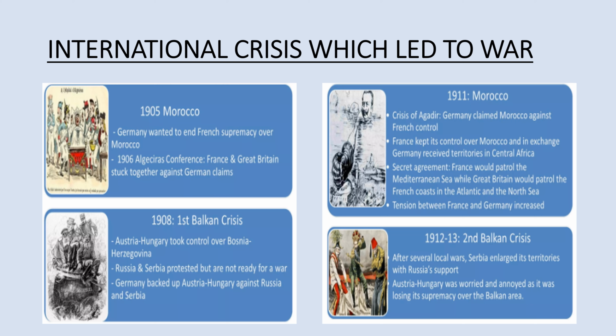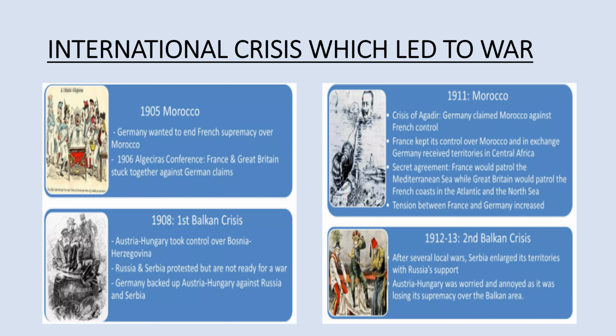The Agadir crisis was another episode involving tensions between France and Germany over influence in Morocco. In 1911, Germany sent the gunboat Panther to the port of Agadir in response to perceived French expansionism in Morocco.